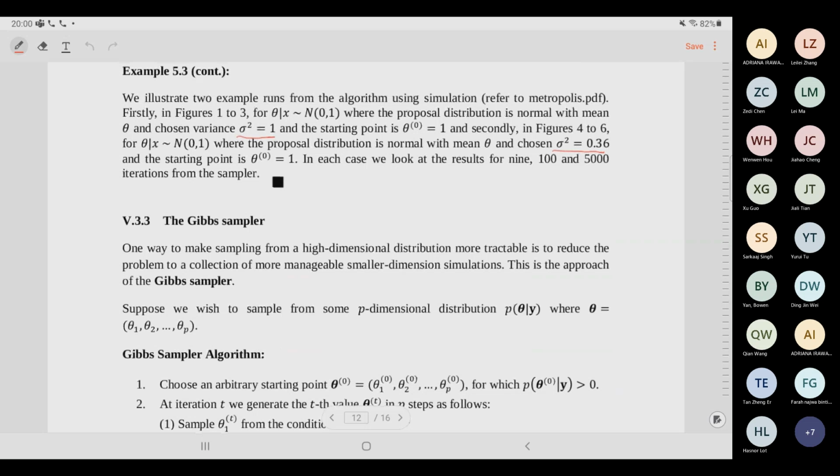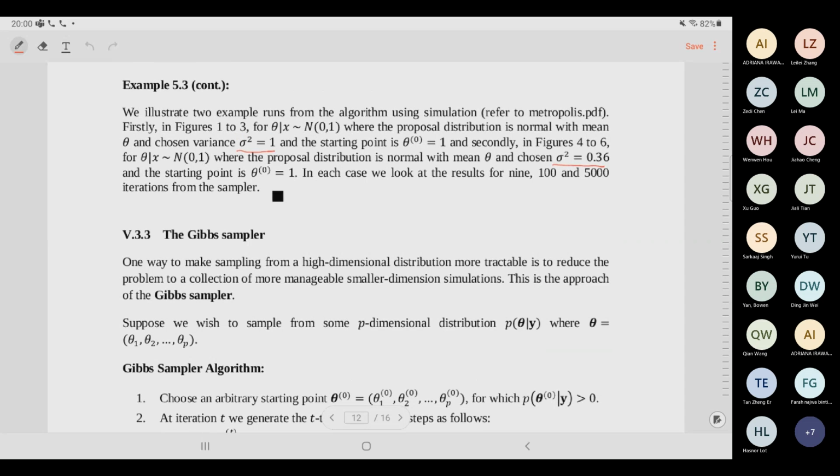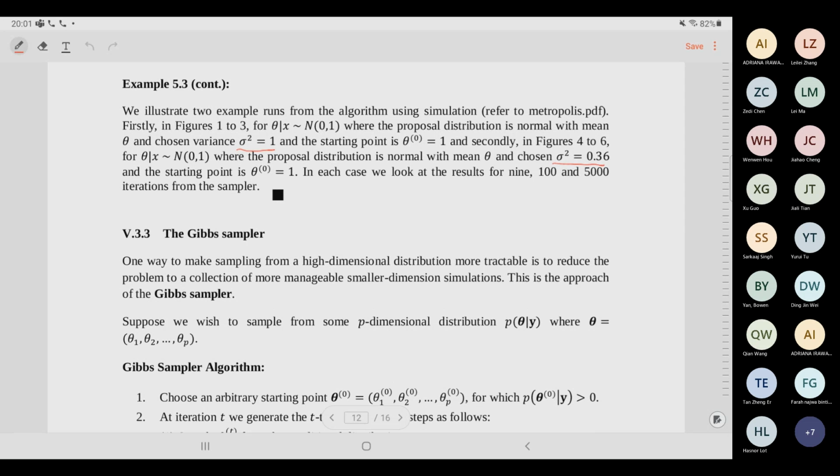And for both cases, we have the target, which is a normal 0, 1. So your actual distribution is normal 0, 1, but you're using Metropolis-Hastings. Actually you could sample directly, but for illustration, we use normal 0, 1 as your target. And you use a proposal from the normal with mean theta and variance sigma square. So it's 1 and 0.36.